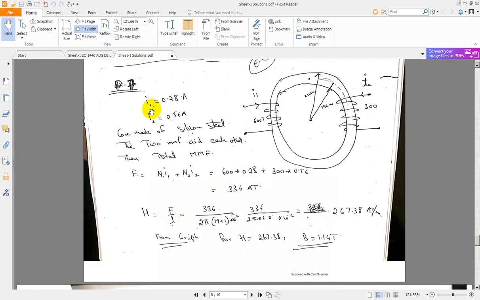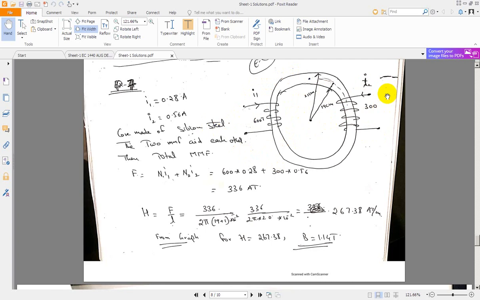Let us go to the solution. We have I1 equal to, this is the given data, and the core is made up of silicon steel. It means we have two MMFs which are added together in the circuit.